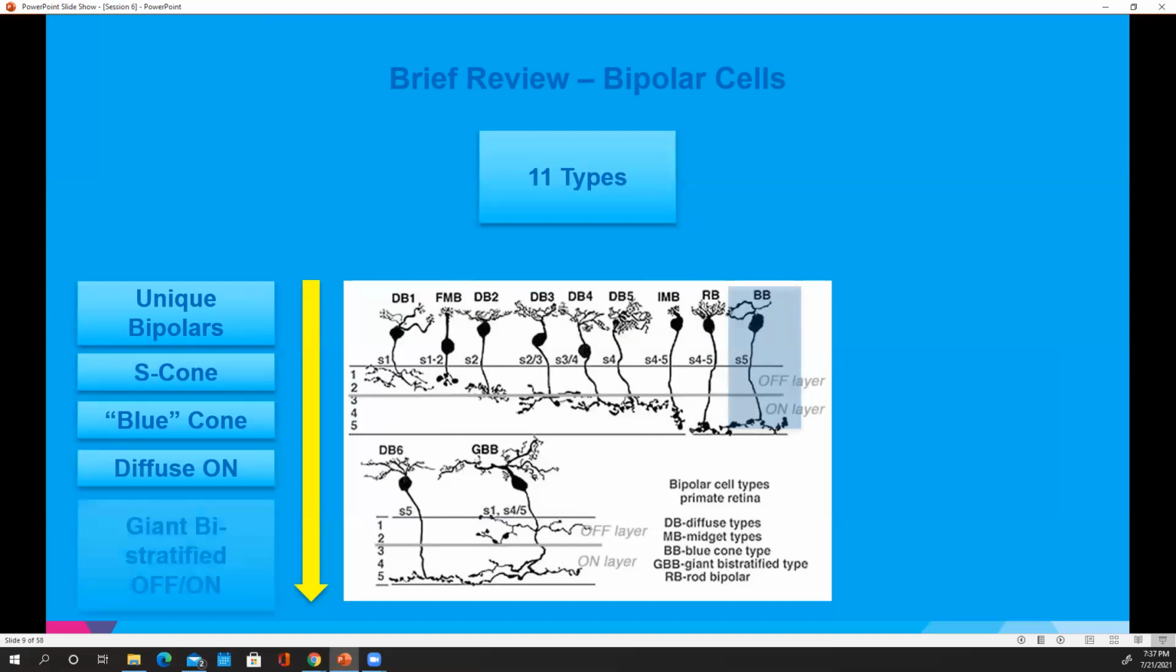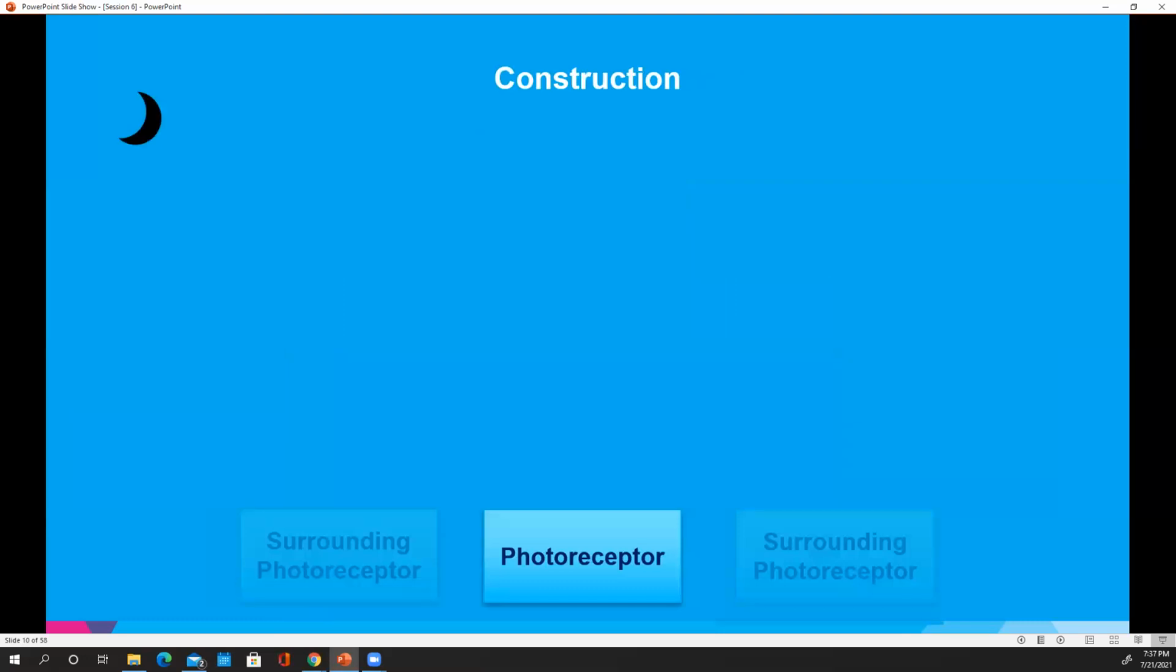And then, of course, there's that giant bistratified weird on-off one where its axon terminals are in both the off and the on layers. So these are your bipolar cells. You remember all of those. So we made a brief run through. Now we're going to do this again, to remember the schema and what we're really doing here, how the actual retina works.